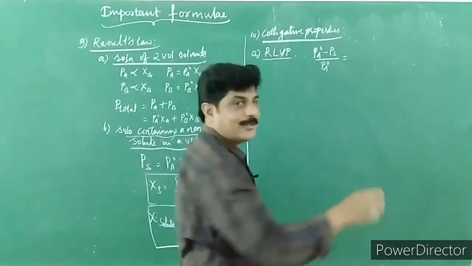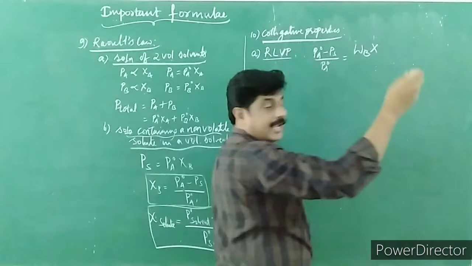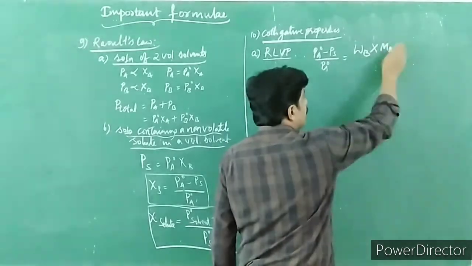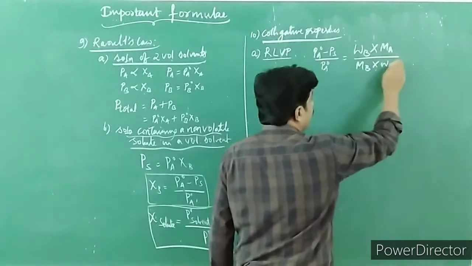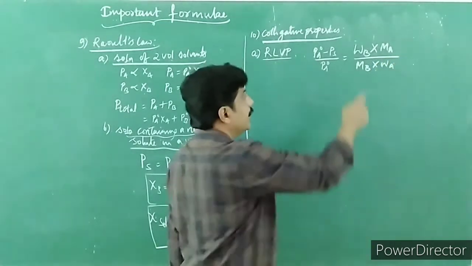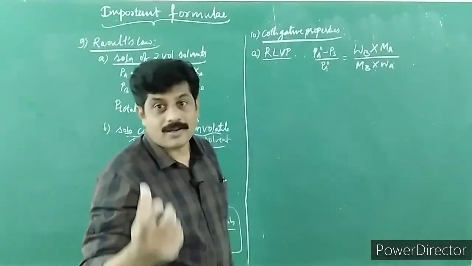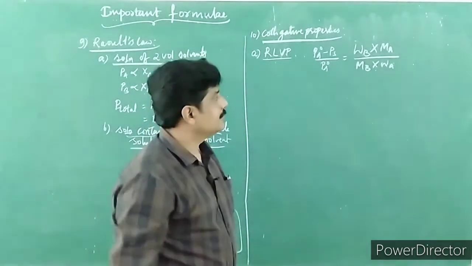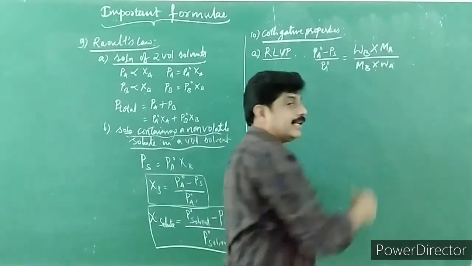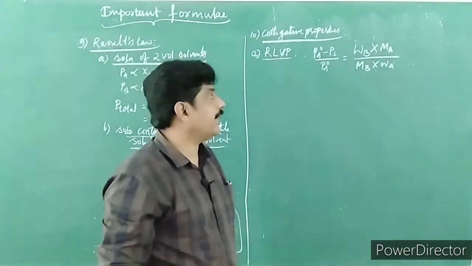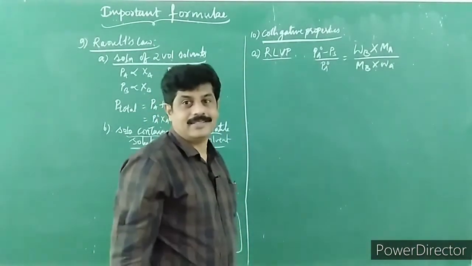is equal to WB into MA upon MB into WA, where WB is the weight or mass of the solute and its molar mass is MB, whereas WA is the weight or mass of the solvent and its molar mass is MA. Hope you understand that, right?